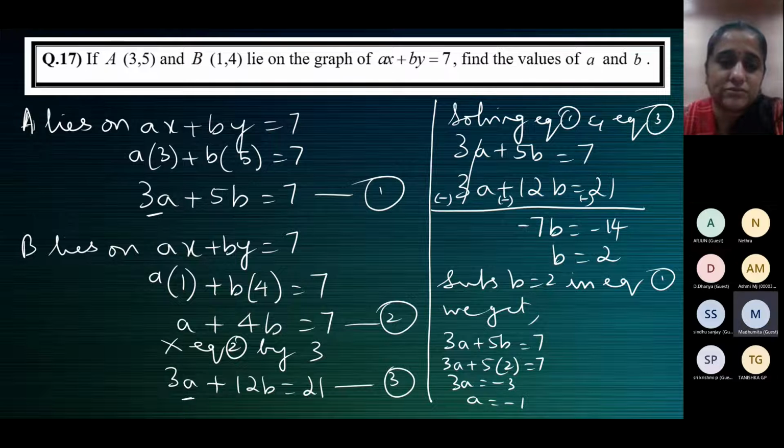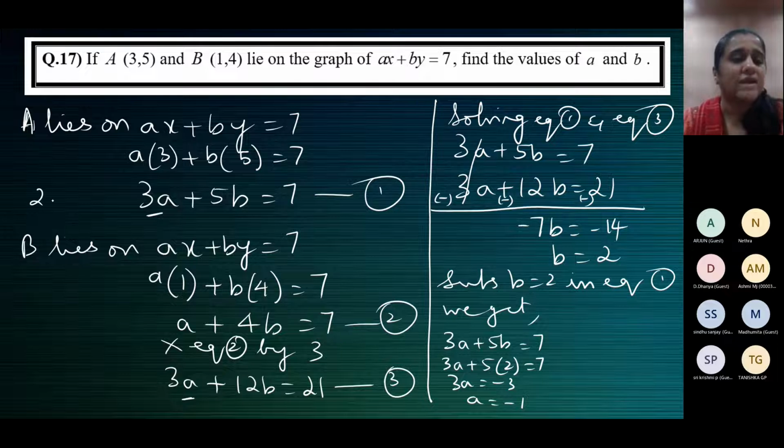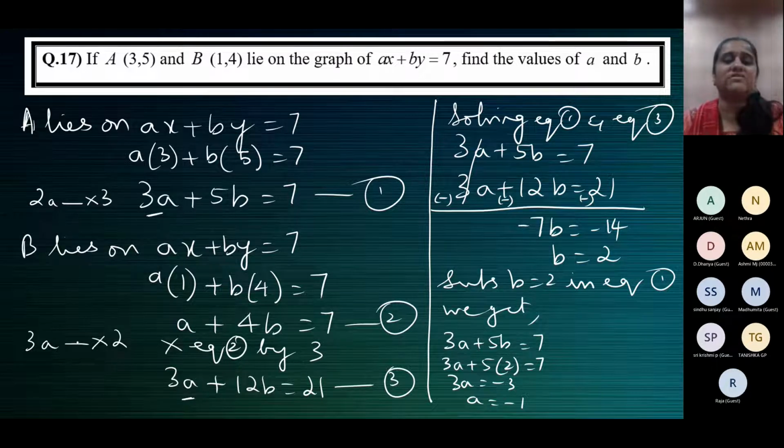Yes, ma'am. Now, supposing in the first equation it was 2A and in the second equation it was 3A, then how will they become equal? How will you equate the coefficients? Now this is 2, this is 3. You have to equate the coefficients. So then you should multiply this equation by 3 and this equation by 2 so that they'll become 6A. Ma'am, similar to the LCM method, no, ma'am? Yeah, correct. Like LCM. The LCM of 2 and 3 is 6.